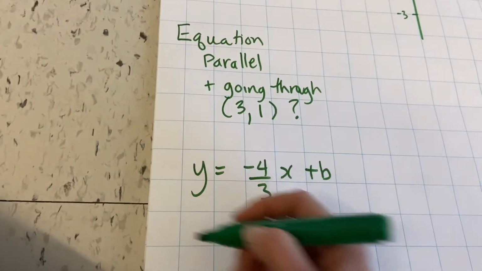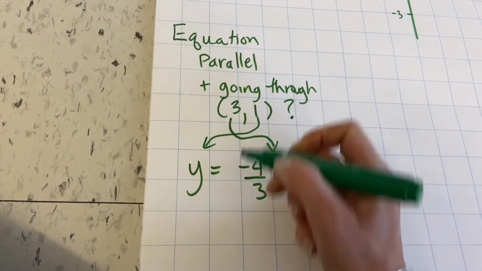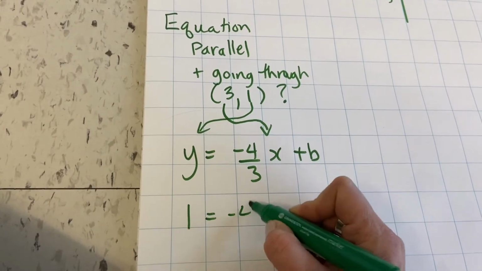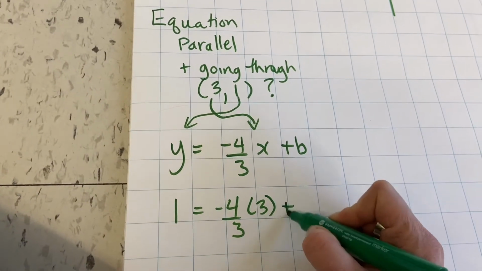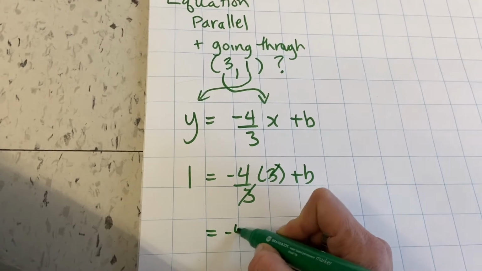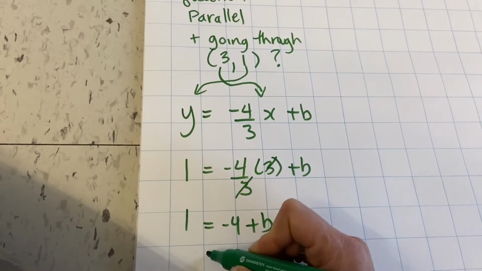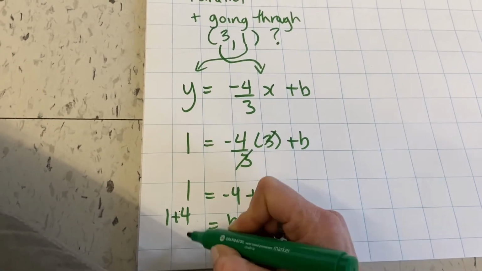So I'm going to use my equation. I have my x, I have my y. So 1 is equal to negative 4 over 3 times my x, which is 3, plus b. These cancel out: negative 4 plus b. My b would be 1 plus 4. My b would be equal to 5.